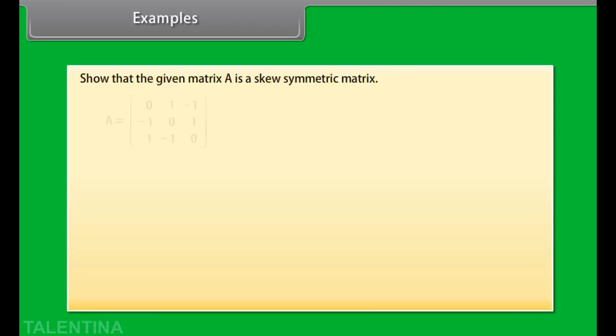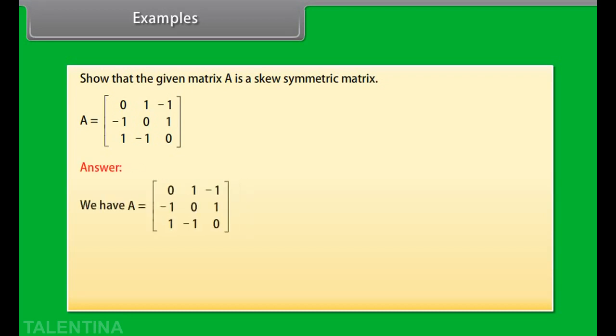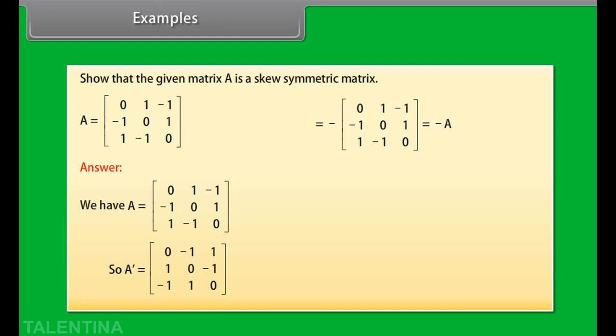Examples. Show that the given matrix A is a skew symmetric matrix. We have given A, so A transpose is the matrix with first row 0, minus 1, 1, second row 1, 0, minus 1, third row minus 1, 1, 0. We can see that this is equal to minus A. Therefore, A dash is equal to minus A. Hence, A is a skew symmetric matrix.